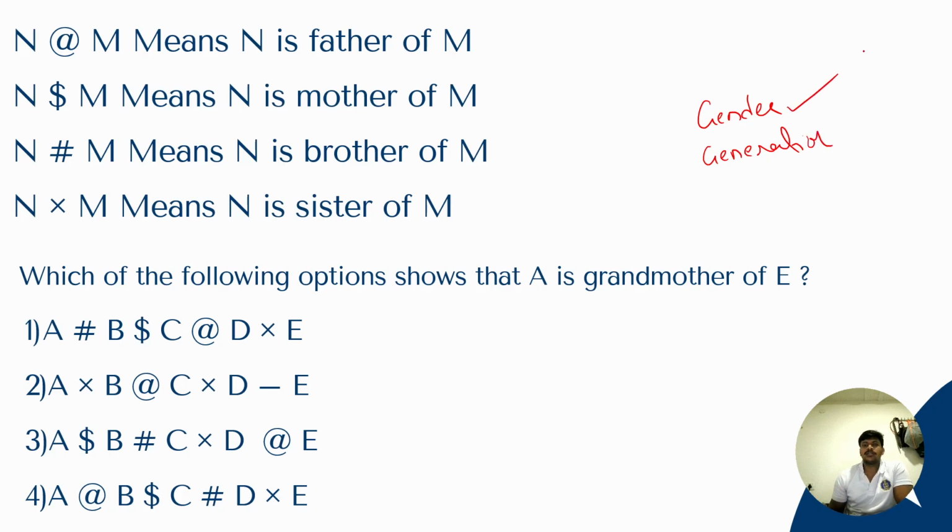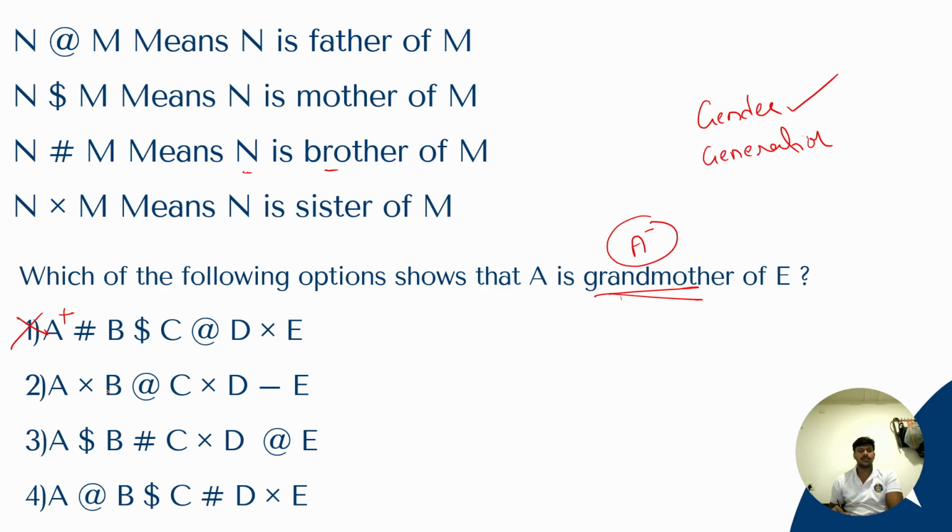First, check the genders: whom you want and what was given in the options. For example, I want A to be a grandmother. So if I want A to be a grandmother, it means I want A to be a female person. Yes or no? So eliminate all the male options. For example, see here, A hash B. A hash means A is going to be the brother of B. So A is the brother of B means in the first option you are going to get A to be a male person, but I want A to be a female person. So there is no way this is my answer. So eliminate the first option.